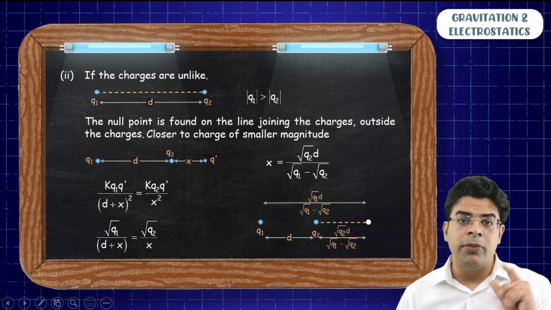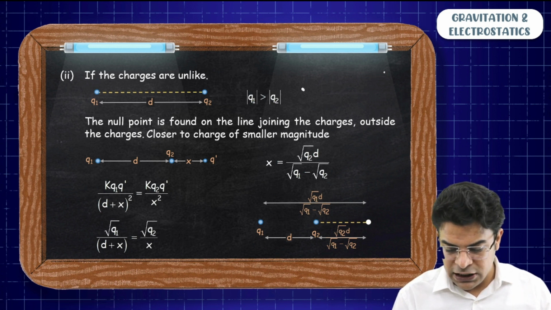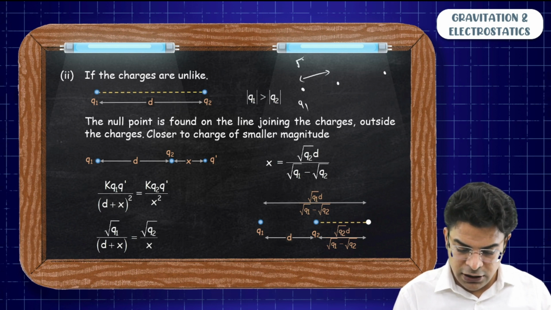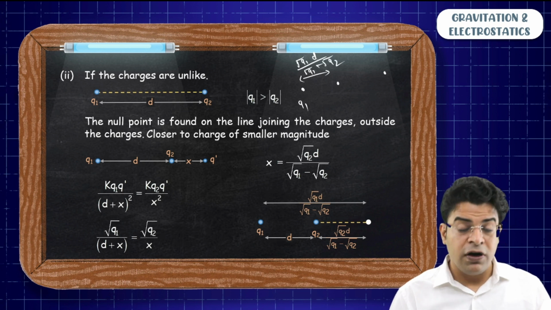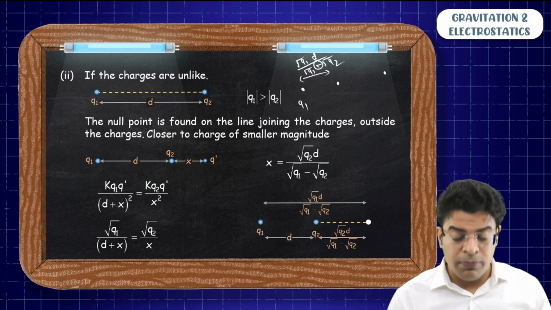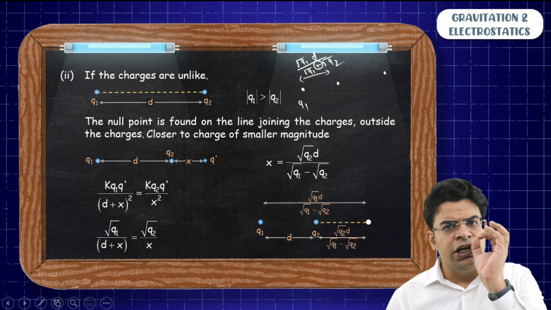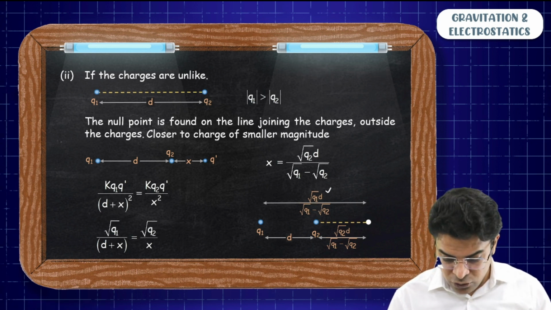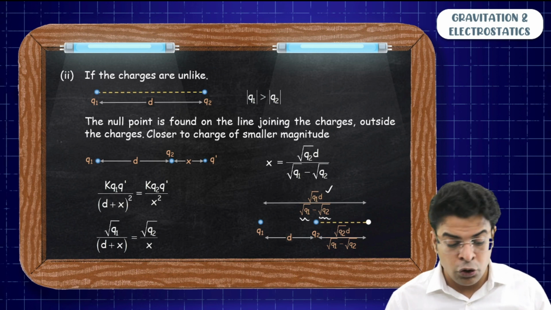So how to remember? See better. For like charges, we got the null point at how much distance from Q1? We got root Q1 d upon root Q1 plus root Q2. So for like charges, you get a plus in the denominator. For unlike charges, in the denominator you just get a minus. So the distance from Q1 comes out to be root Q1 d upon root Q1 minus root Q2.